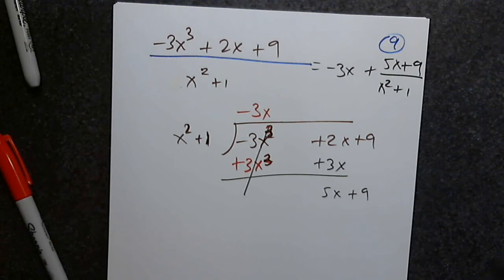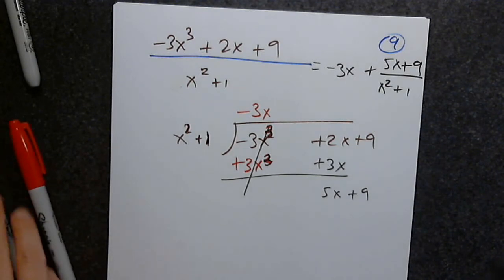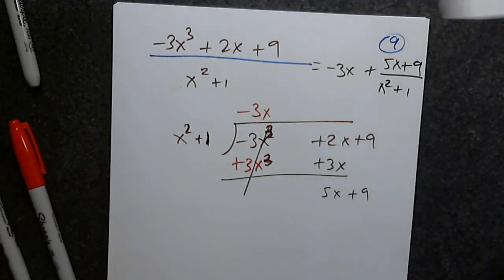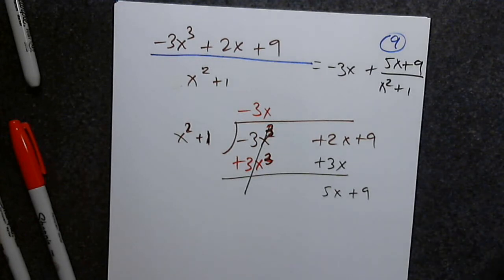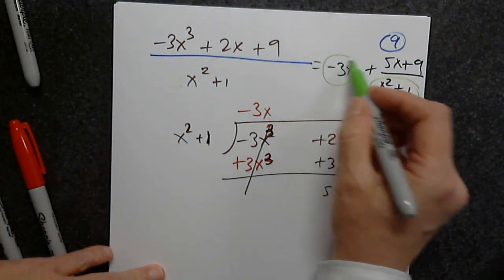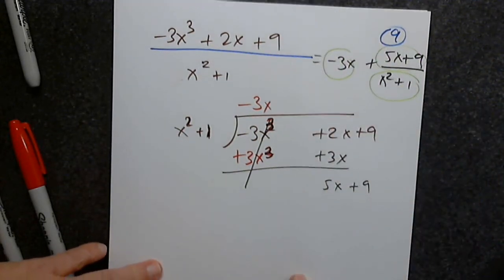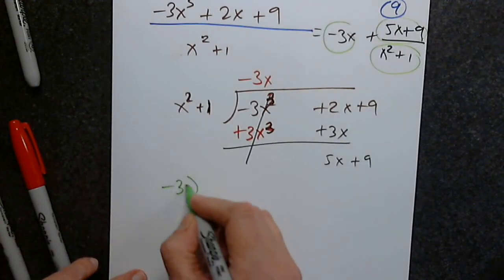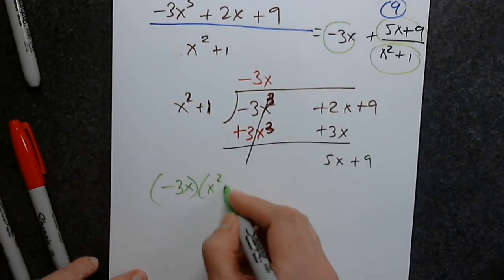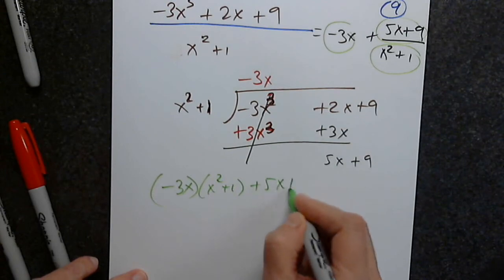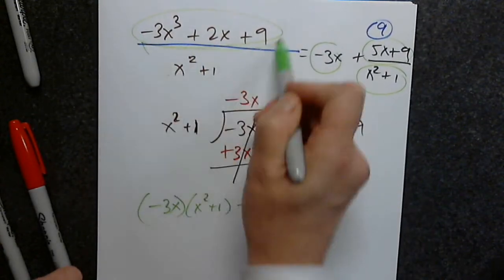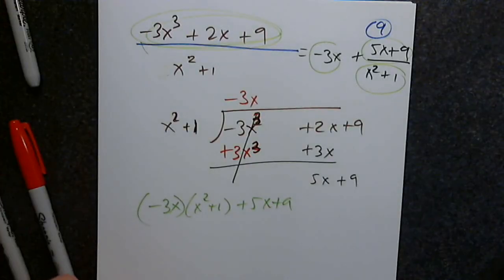Let's say you have doubts about this. Maybe you don't remember, or you just have a minute and you want to check. How will you check? You will multiply this by this and add this, right? So negative 3x times (x squared plus 1) plus 5x plus 9. I have to recover this. If I don't, then the answer is incorrect.